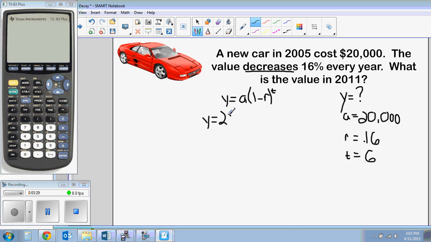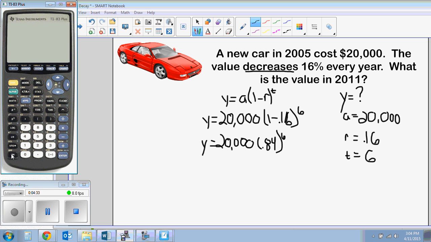So y equals 20,000 times 1 minus 0.16 raised to the power of 6. Okay, I'm going to keep simplifying, so I'm going to have y equals 20,000 times 0.84, because 1 minus 0.16 is 0.84. If I want, I could double check that on my calculator. We're still going to raise it to the power of 6.